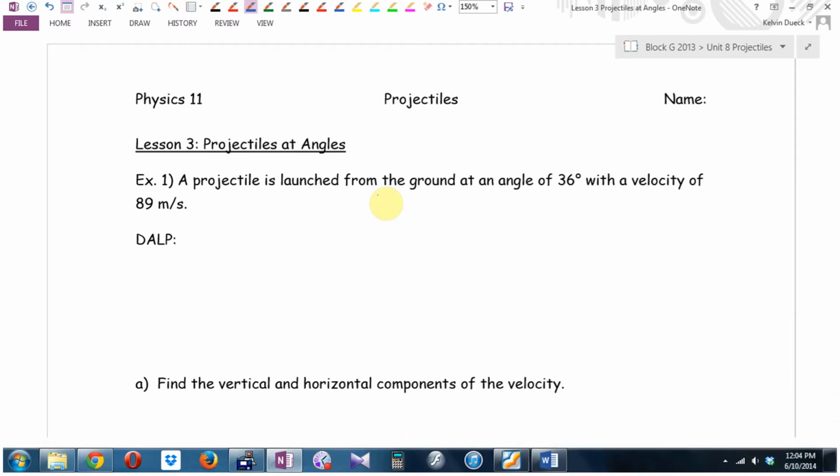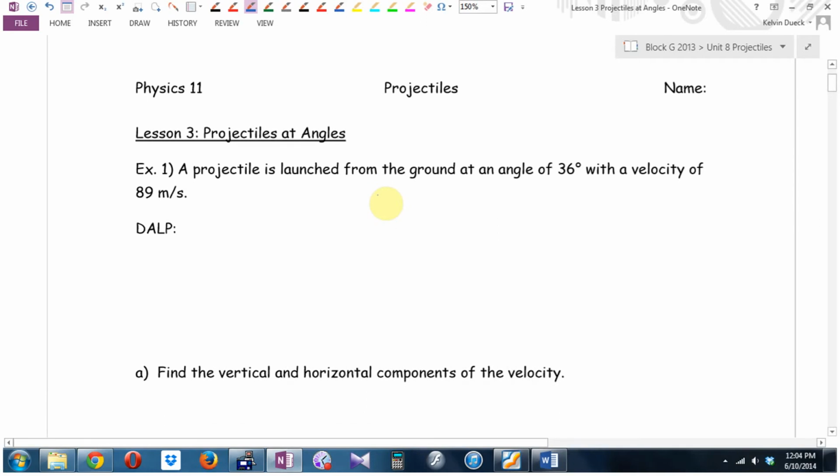Projectiles at angles. Okay? First of all, the two things that we learned last day are still going to be true. Horizontal acceleration is going to be 0. Vertical acceleration is going to be negative 9.8. So here's our first one. A projectile is launched from the ground at an angle of 36 degrees with a velocity of 89 meters per second. And much like last day, we want to solve.